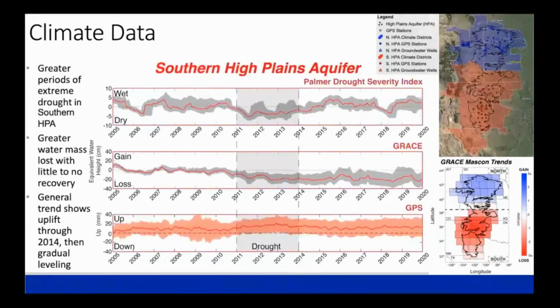For the southern High Plains aquifer, we use 49 GPS, 30 GRACE, and 12 PDSI for data within or intersecting the High Plains aquifer. And the trends in the southern aquifer indicate there are more frequent periods of extreme drought, greater mass loss with little to no recovery, and the general trend for GPS shows uplift through 2014, which is the end of Texas's worst drought in state history. And then after 2014, there's gradual leveling.